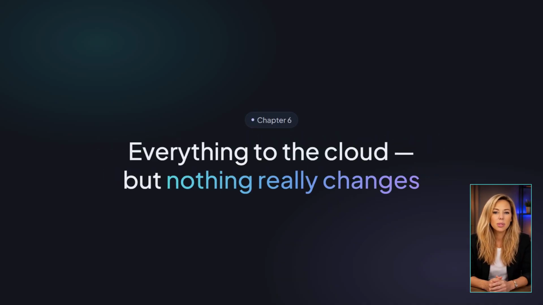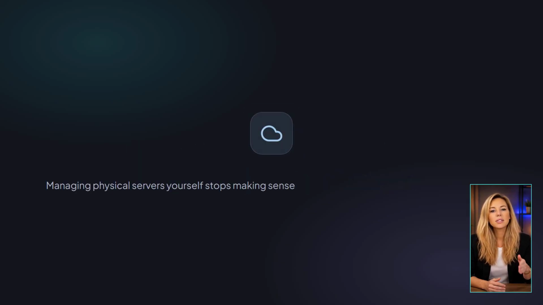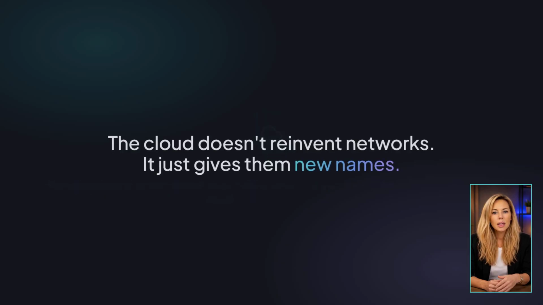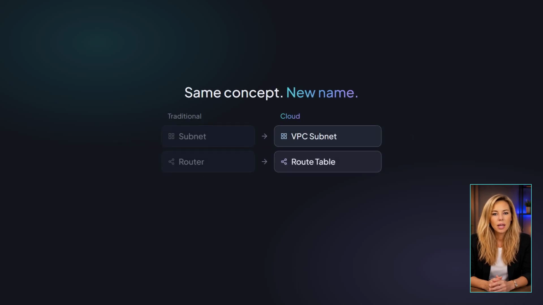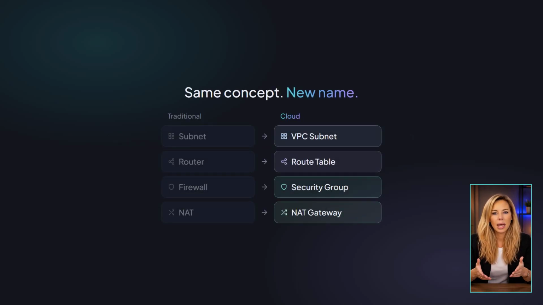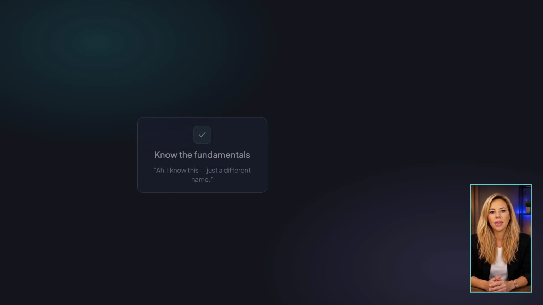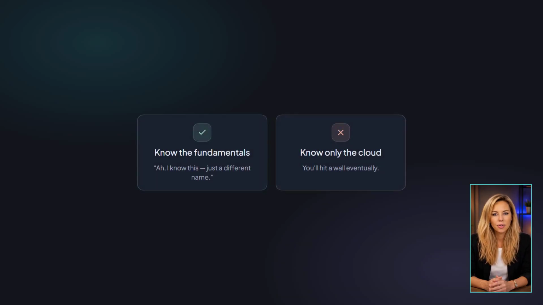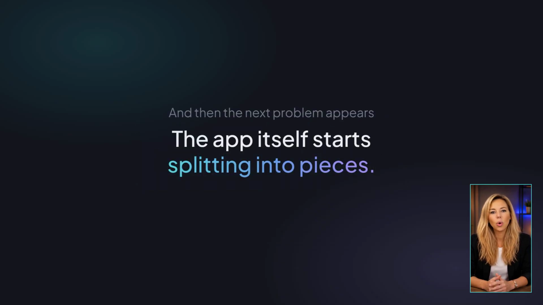At some point, the system grows again. Managing physical servers yourself stops making sense, so you move to the cloud. And here's something that surprises a lot of people. The cloud doesn't reinvent networks. It wraps the same concepts in managed services with new names. VPC, Subnet, Route Table, Security Group, NAT Gateway. If you know the fundamentals, you look at cloud docs and think, I know this, different name. If you know the cloud but not the fundamentals, you'll hit a wall eventually.